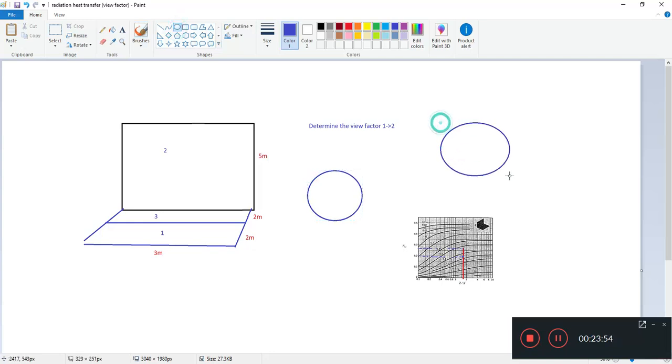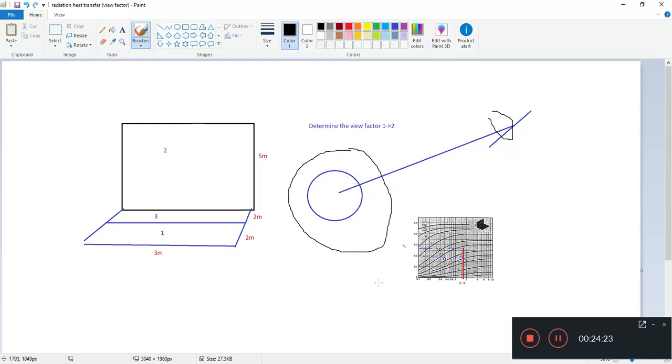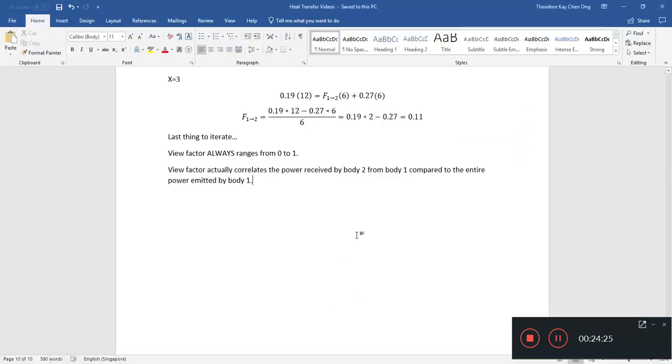Okay, so I have a body 2, body 1. So this will have some kind of view factor, but this view factor is a geometric representation. This is just one portion of the entire net power being emitted by this body. And if you enclose it completely, the view factor is 1. Okay, if enclosed completely, view factor is 1.